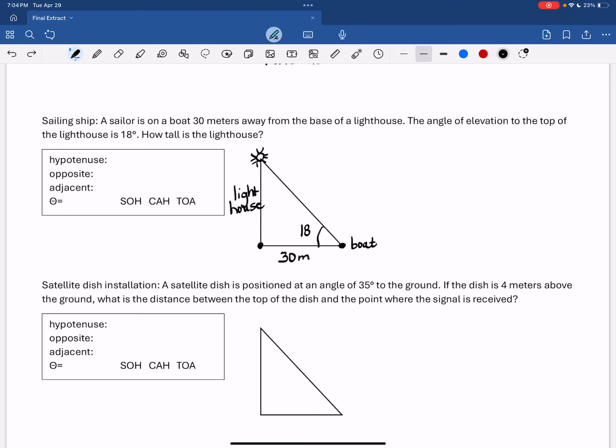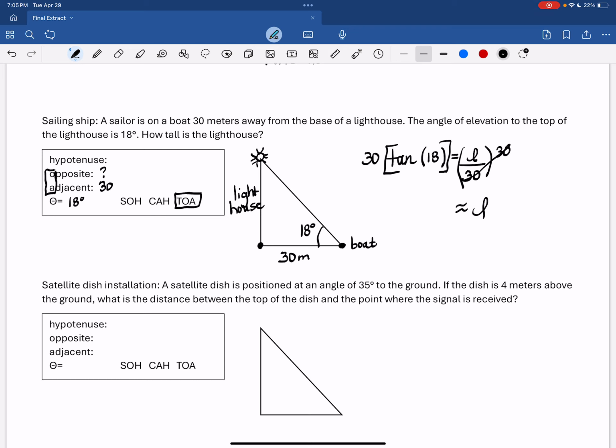Sorry, I didn't mean to do that. I've already put 18 in there. So theta is 18 degrees. We know adjacent is 30. And we want to know opposite. We want to know how tall the lighthouse is. So this is O and A. That's going to be TOA. So tangent of 18 is O. I'm going to use L there for lighthouse. Over adjacent. Multiply by 30. Do it to both sides.